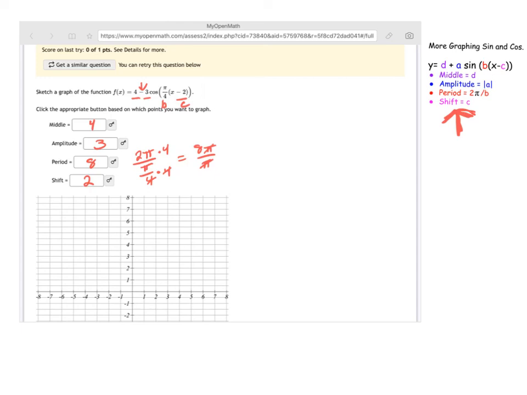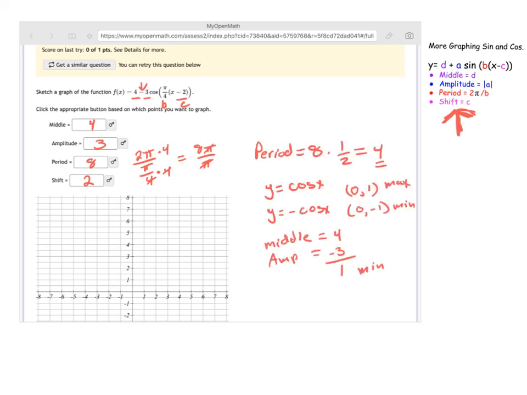So what I need to do here is figure out what my minimum value will be. Well, if my middle is equal to 4 and my amplitude is equal to 3, I just take my middle, subtract the amplitude, and that gives me my minimum. So I have a minimum at 1, and then I need to say where I am going to shift to. I don't want to start where x is equal to 0. I want to start where x is equal to 2 because that's where my shift is. So my first point is going to be at 2, 1, and that's going to be a minimum value.